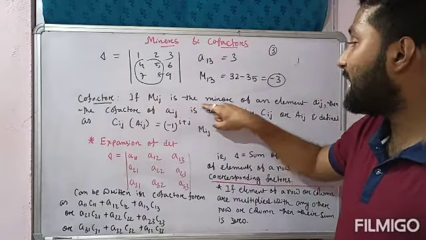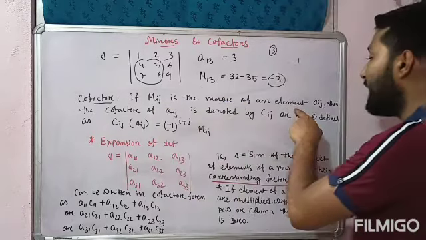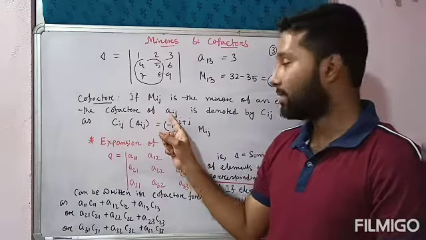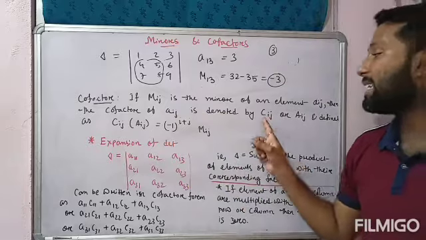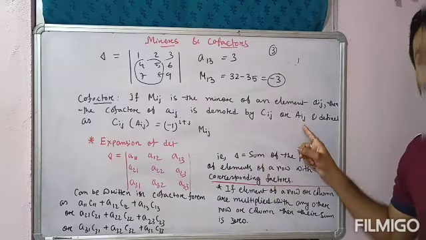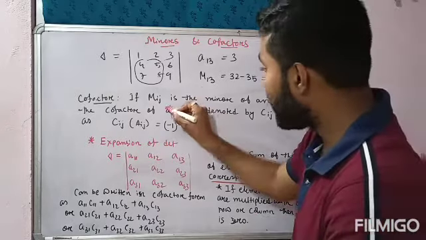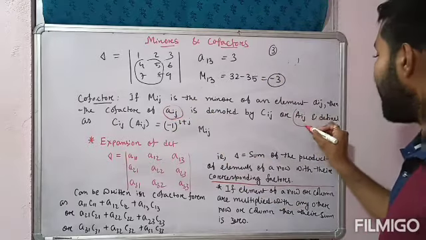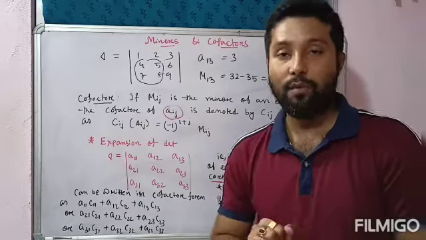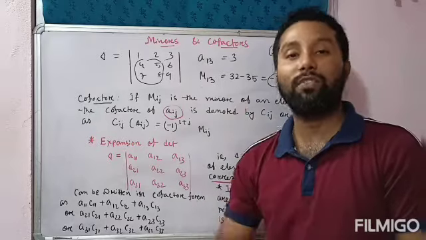If Mij is the minor of an element Aij, then the cofactor of Aij is denoted by Cij, C for cofactor, or you can write capital letter Aij. So this is the difference between small letter aij and capital letter Aij. Small letter aij represents a particular element, whereas capital letter Aij is the cofactor of this particular element.